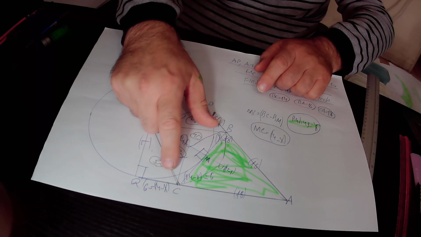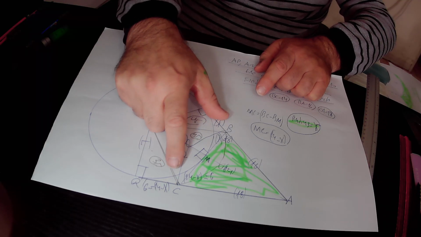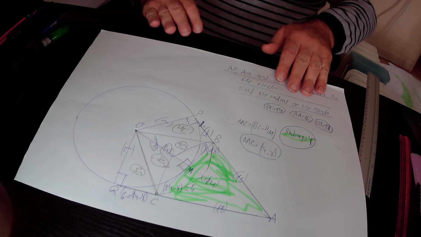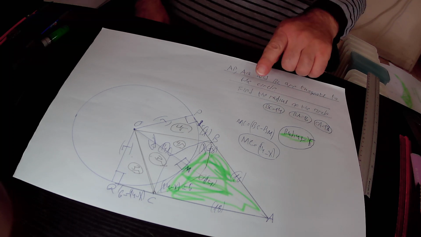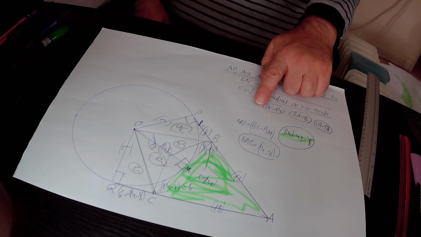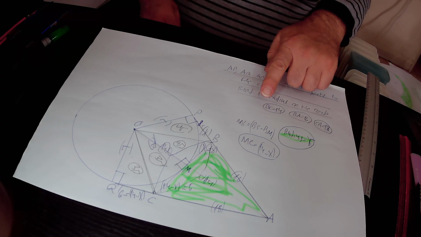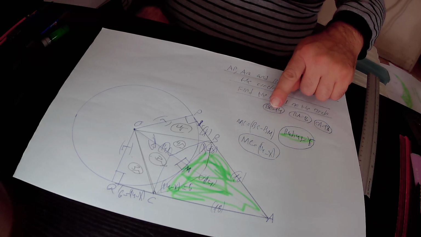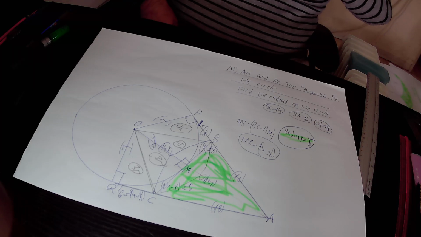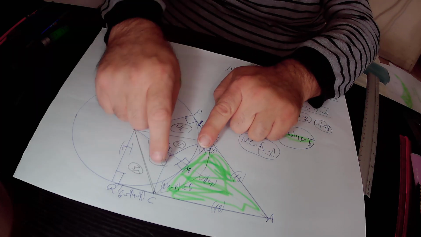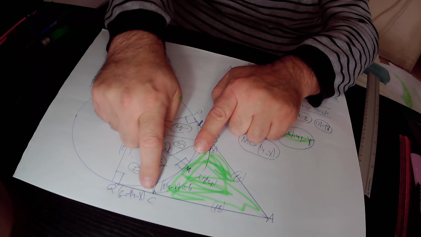What is the length of this missing line CM? CM equals BC minus BM. So, CM equals BC, that is 14, minus BM, that is X. So, in total, we found out that the missing side MC equals 14 minus X units in length.